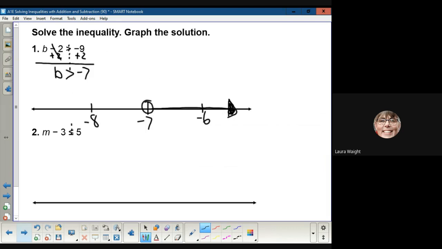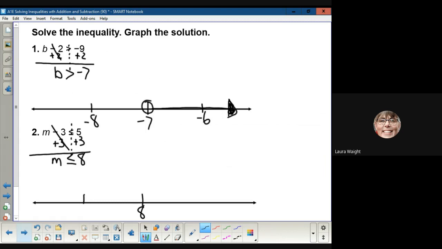We're doing good. m minus 3 is less than or equal to 5. You clear out that negative 3 by adding 3 to both sides. And now we have that cancellation there, and m is less than or equal to 5 plus 3, which is 8. 8 is our critical value, so I'm going to throw that on the number line.